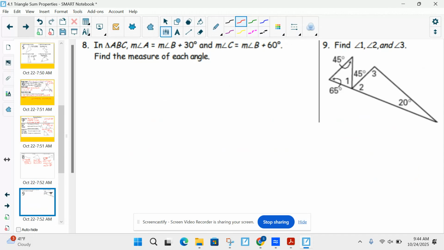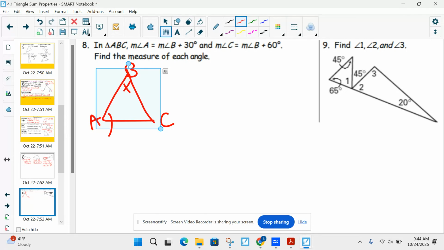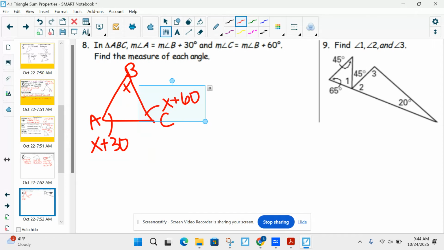Number 8. In triangle ABC, A equals B plus 30 and C equals B plus 60. Find the measure of each angle. So let's draw it out. We've got A, B, and C. Sometimes with these, I like to replace the variable with an x. So if angle B is x, then angle A would be what? X plus 30, and angle C would be x plus 60. So if we add those up and set them equal to 180, we can solve for what x is.